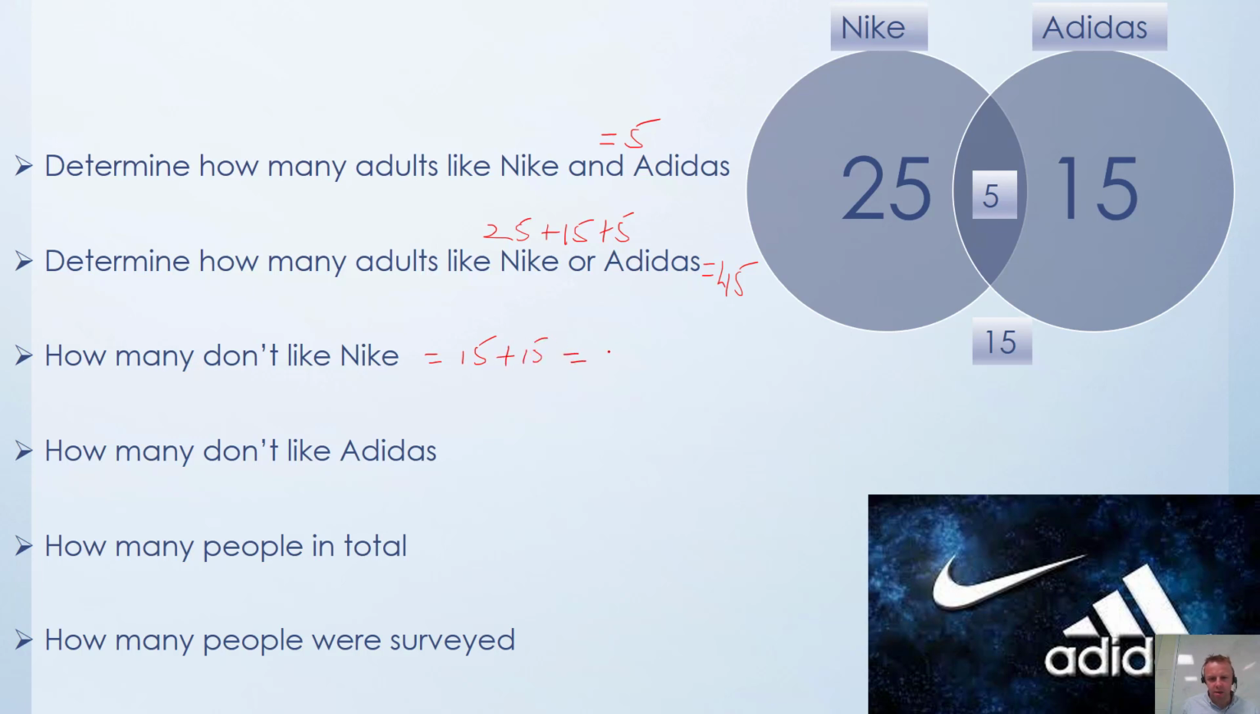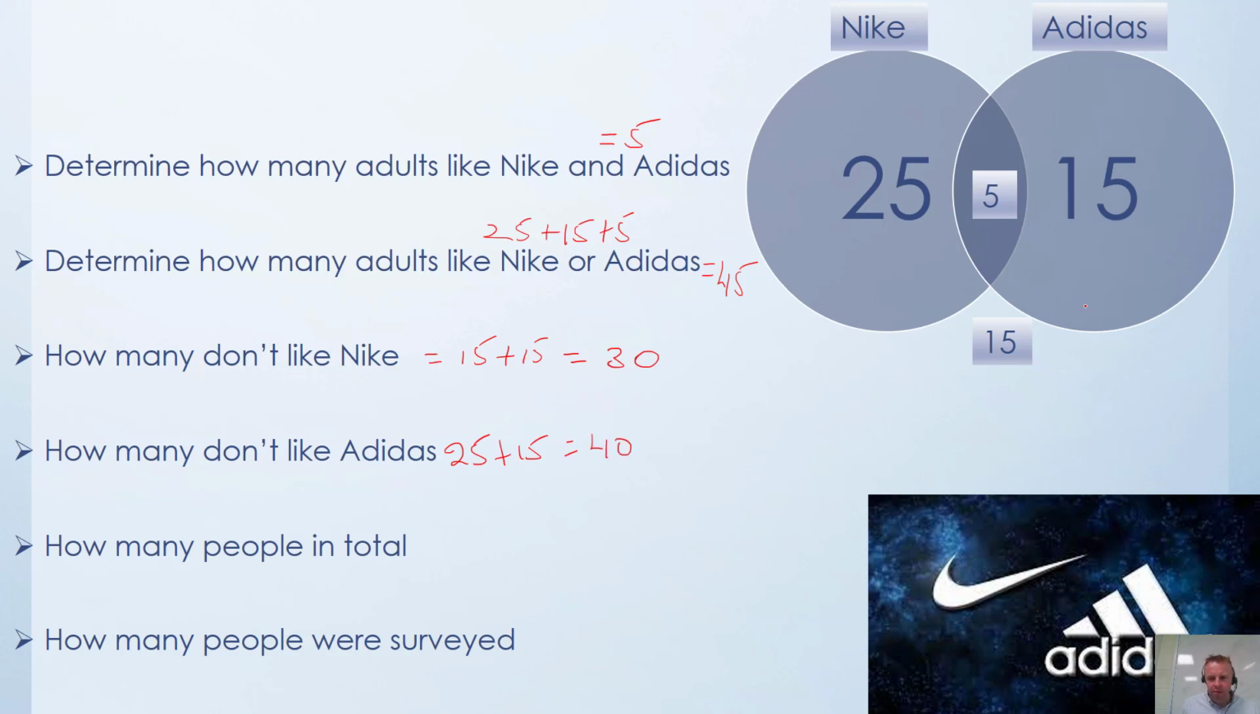So that's 30. How many don't like Adidas? Similarly again, you have this 5 and 15 that do like Adidas, but this 25 and 15 don't. 25 only like Nike, and you have 15 that don't like either. That's 40.